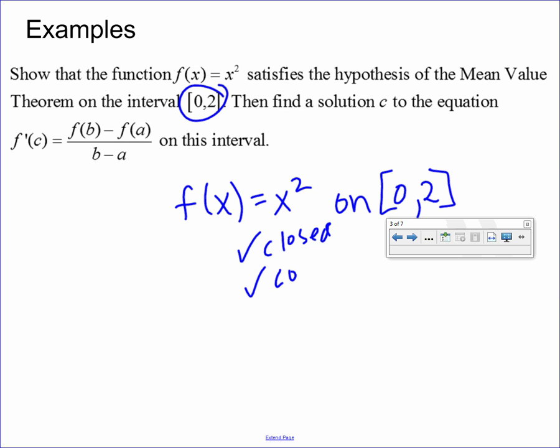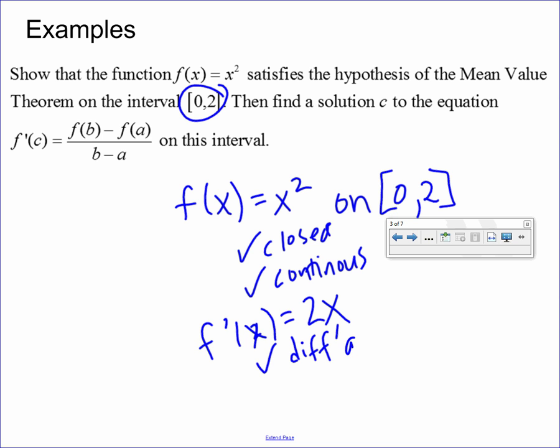It's continuous because it's a parabola. Is it differentiable? Well, the derivative is 2x, and 2x is a line. A line is continuous, so it is differentiable. So it meets all the criteria of the mean value theorem. So what we're going to do is we're actually going to figure out where this point c is. So first, let's figure out the average rate of change.